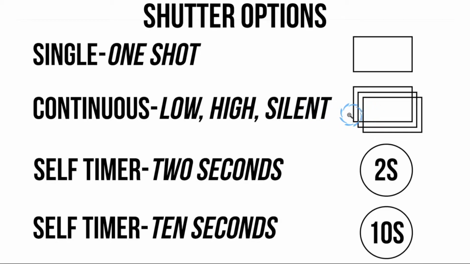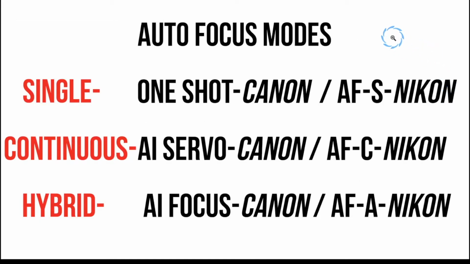Low, high, and silent, it's going to be continuous. So as long as your shutter button is held down, it's going to take images. You're going to have self-timer modes in 2 seconds and 10 seconds. All right, so the next one, by default, everybody is going to be in this single mode for this.